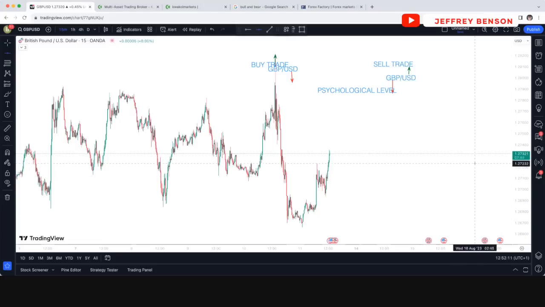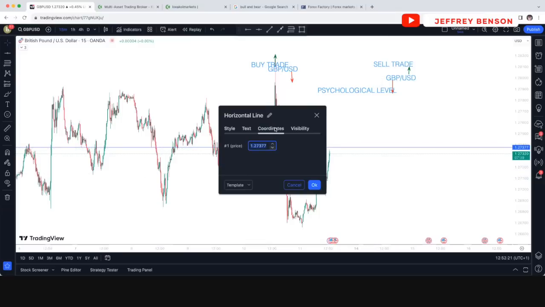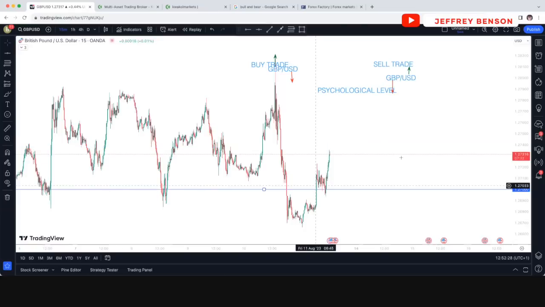So since I already picked it, it's blue here. That means I've picked this thing. I'll just drop it anywhere, then double tap on the line. I'll come to coordinate, click here, then change to 1.27000. I'll press OK to snap by itself. So that's the psychological level.